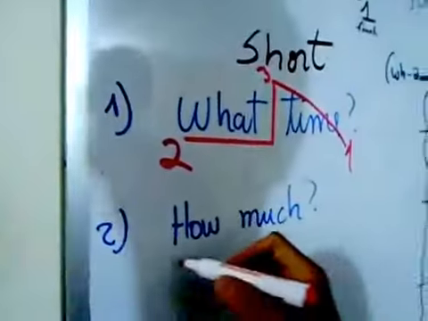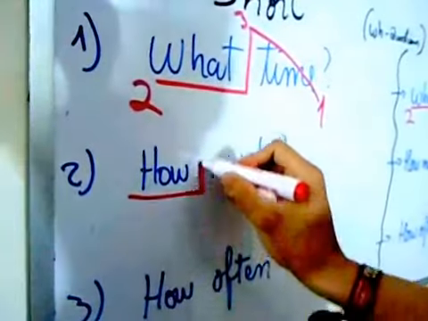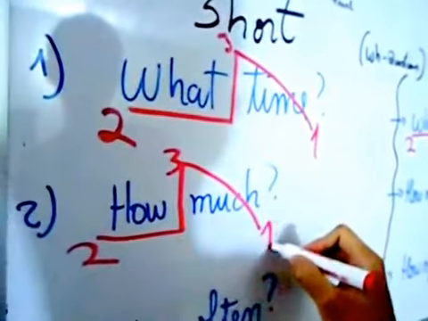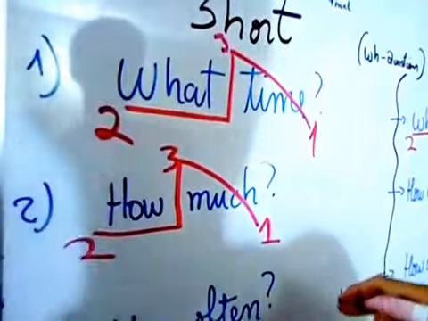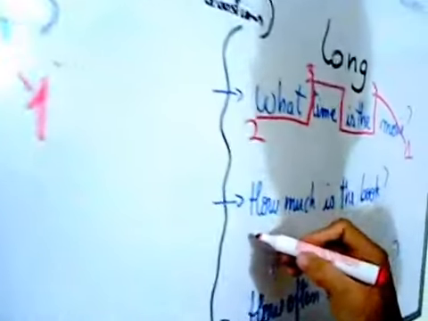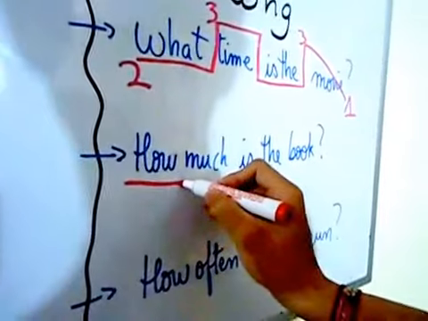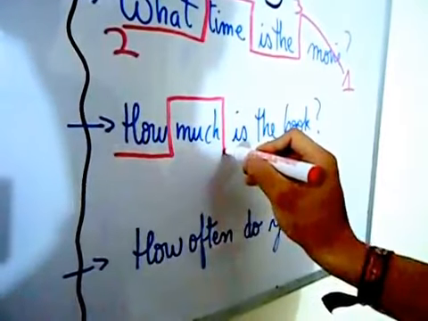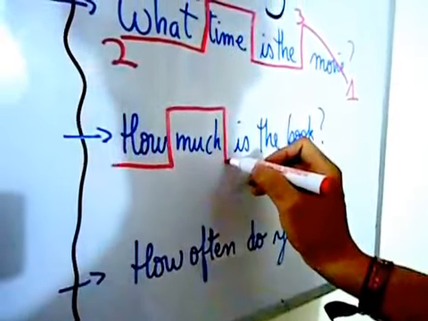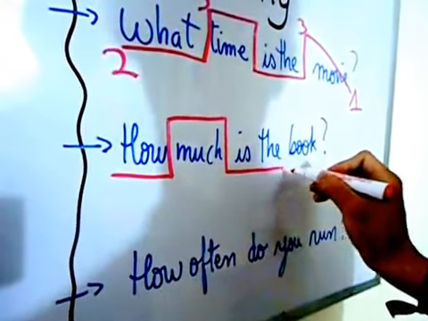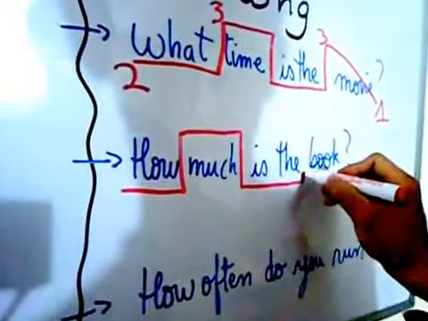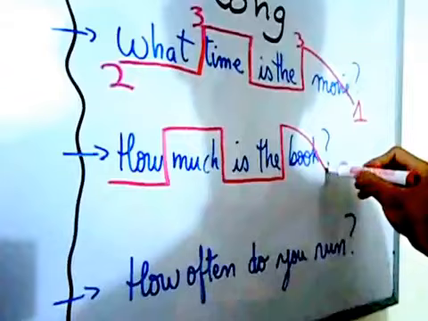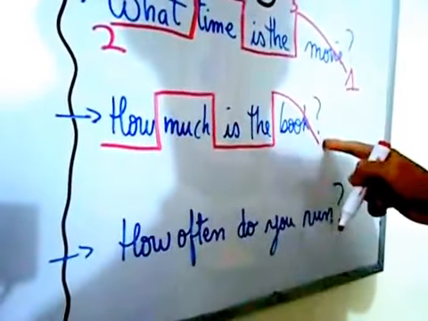The same with the second exercise. How? We go up and down. 2, 3, and number 1. How much? In the long version, the WH word. We go up. And we skip this part with much, the content word. We go below the verb and the article till the end. We go up one more time, and finally the rising part with the falling part.